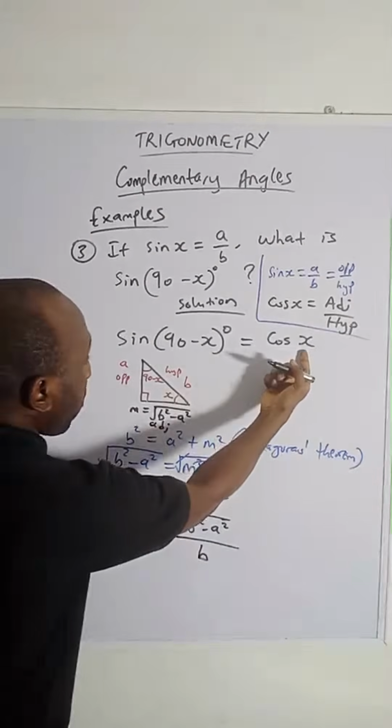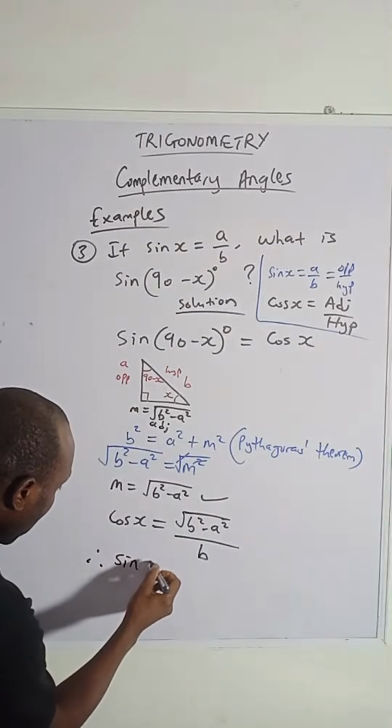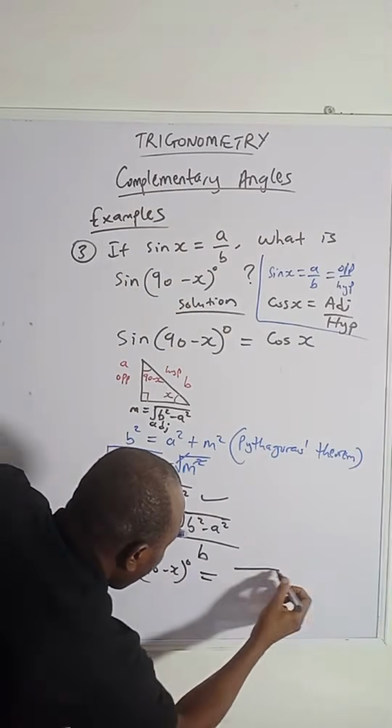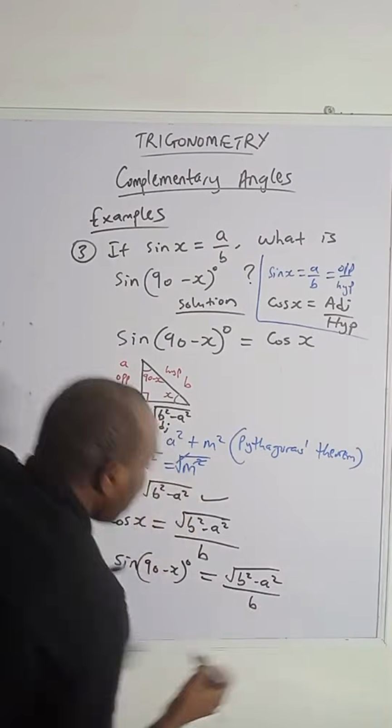Therefore, we said cos x is also equal to sine 90 minus x. So therefore, sine 90 minus x degrees is equal to this as well: the square root of b squared minus a squared all over b.